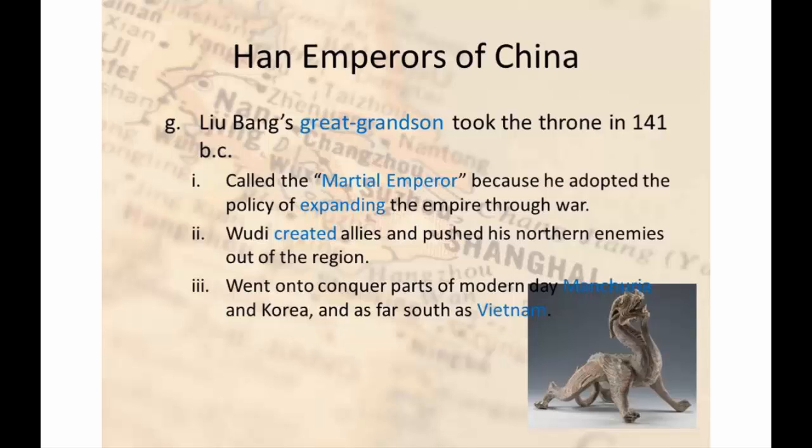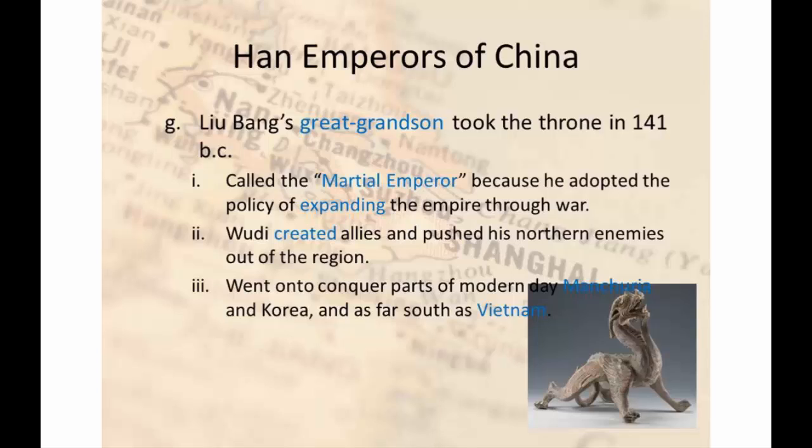Wu Di, which was his name, created allies and pushed his northern enemies out of the region. To the north, if you recall, they had the nomads. These nomads kept invading China in order to use the Chinese pasture lands for their own flocks. Well, obviously the Chinese people didn't like that too much. So Wu Di took his huge army, pushing them farther and farther out, not only getting rid of these nomads, but also expanding his northern empire as well. Once he was able to better secure the north, he then turned his army to the south, taking over parts of Vietnam, as well as further east and northeast, in the areas of present-day Manchuria and North and South Korea.